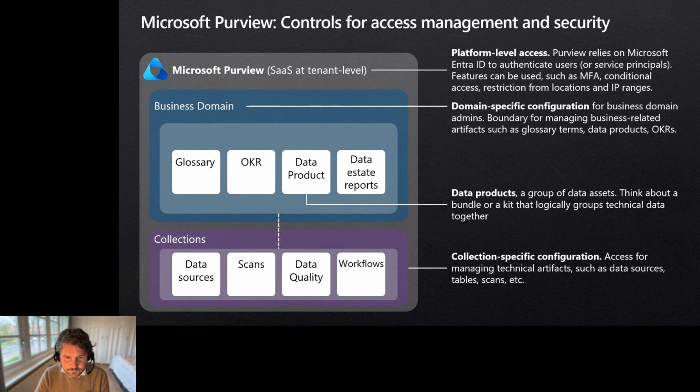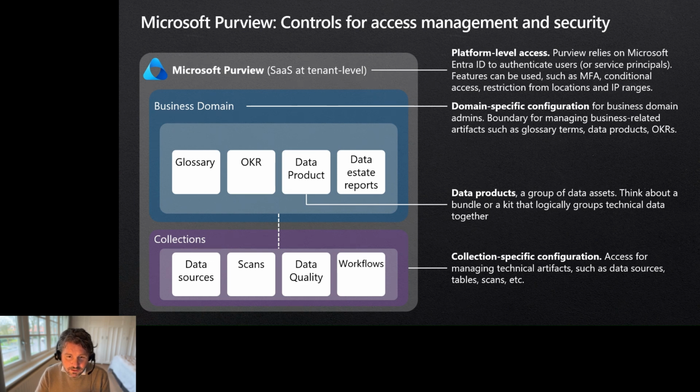At the bottom we see collections. When we start scanning and cataloging our technical systems, applications, and source systems, as well as Microsoft Fabric in that respect, we will store all of the technical metadata into these collections. There you see data sources, applications, platforms. The scanning there is also essential. Also data quality.